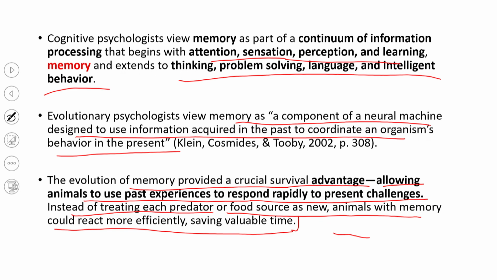So, they will immediately take the necessary step, rather than exploring whether this will attack me or not, because they have this memory that this animal can attack. So, they do not have to treat a predator each time as new information or a new stimulus. That memory helps us save time, survive and function better in the world.